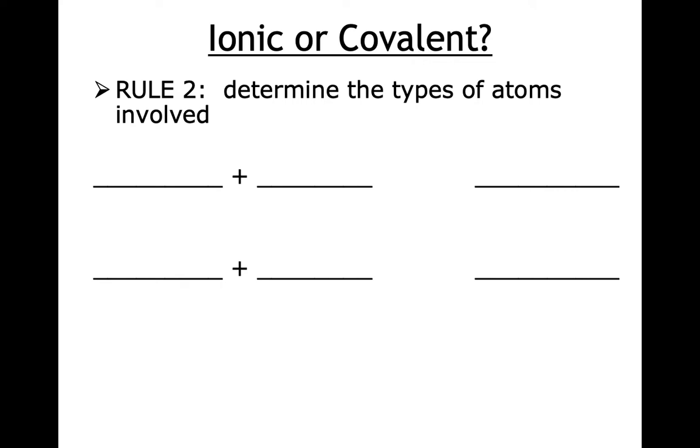Rule number 2, what types of atoms are involved in that bond? If you have a metal, which is to the left of the staircase, and you have a nonmetal, which is to the right of the staircase, a metal and a nonmetal are going to form an ionic bond. You have a cation, which is the metal, and you have an anion, which is the nonmetal, and that's going to form the ionic bond.